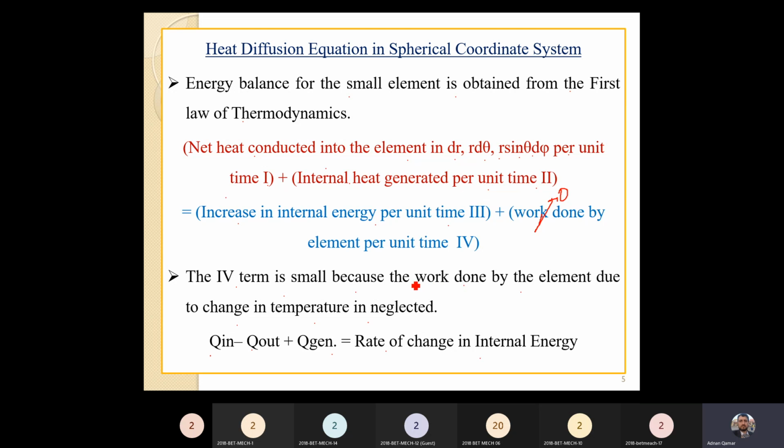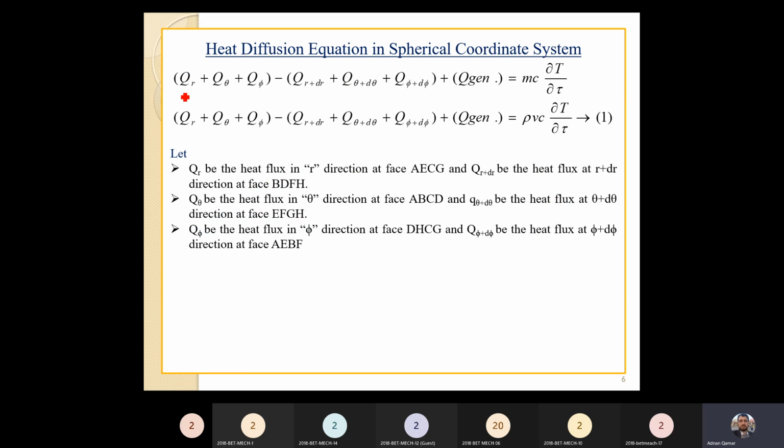Okay. So what is the heat input to the system? Qr plus Q theta plus Q phi. And what is the heat that is exiting or out from the system? That is minus Q r plus dr, plus Q theta plus d theta, and plus Q phi plus d phi, plus internal heat generation is equal to change in internal energy. Rate of change is m Cp delta T, and if there is a change divided by time, partial tau is representing the time. So m Cp partial T over partial tau.